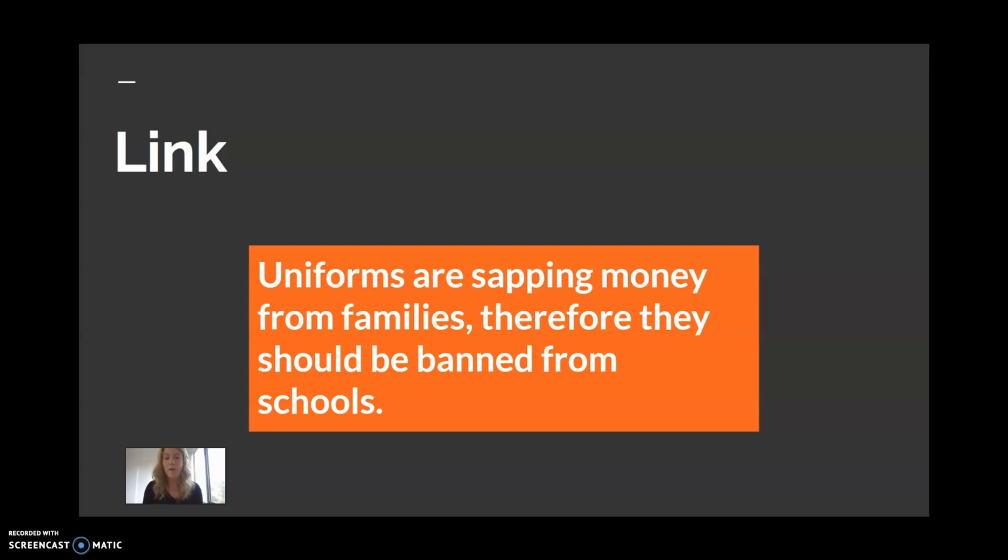So lastly, in my paragraph, I've got my link. My link will remind the reader what my overall contention is after writing my whole paragraph. So: uniforms are sapping money from families, therefore they should be banned from schools. In this sentence, I've reminded the reader what my argument is. Uniforms are sapping money from families. Remember, my paragraph point was that uniforms are expensive. Therefore, that links together these two ideas. They should be banned from schools. So this link helps my reader to see that yes, this argument overall does prove that students should not have to wear uniforms to school.